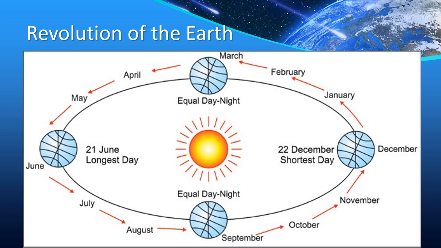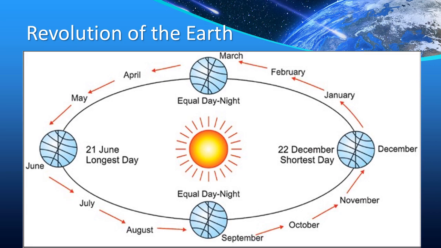Let's have a look at the revolution of the Earth with the months. Let's start from 21st June. It has the longest day. Now think of it from the northern hemisphere. You can see the equator, the Tropic of Cancer, the Arctic Circle, the Tropic of Capricorn, and the Antarctic Circle. 21st June has the longest day. The sun rays are falling vertically in the northern hemisphere and they are having longer days and shorter nights.